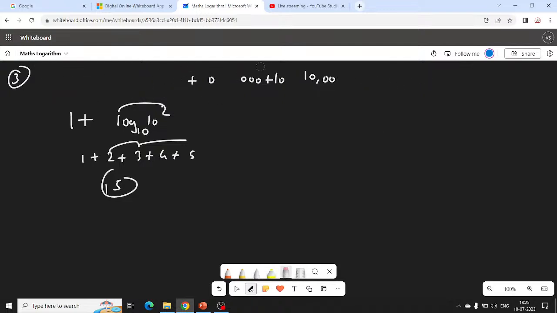So don't panic with the bigger question. Bigger the question, easier it is to solve because all the data will be given. Next question, take it down. Question is 25 to the power of log 4 base 5. This is the question. 25 to the power of log 4 base 5. Answer? We'll check.